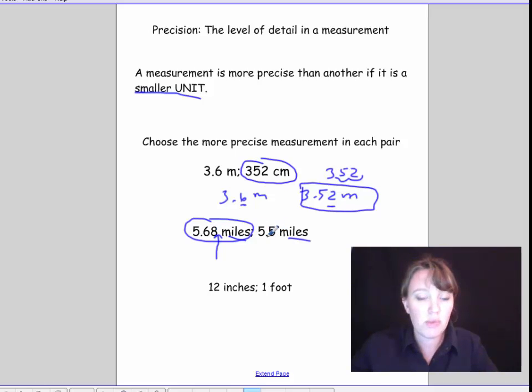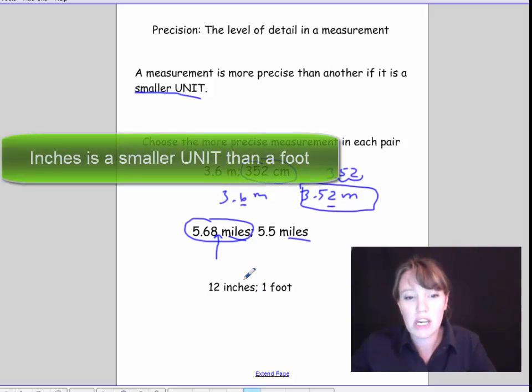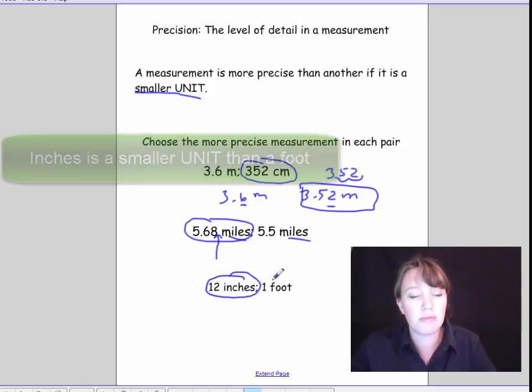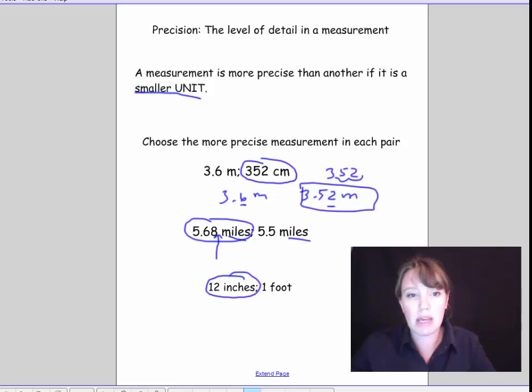Okay. Now, this is a funny comparison because, as you know, 12 inches is equal to a foot. But since an inch is a smaller measurement than 1 foot, 12 inches is considered more precise than 1 foot. Okay, so that's how we can compare the level of precision for each measurement.